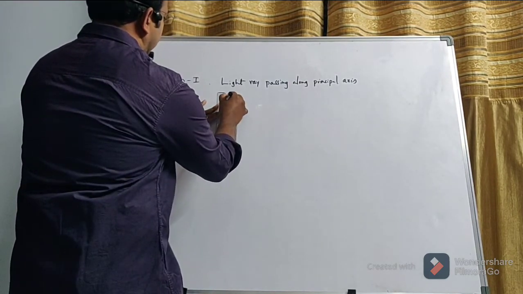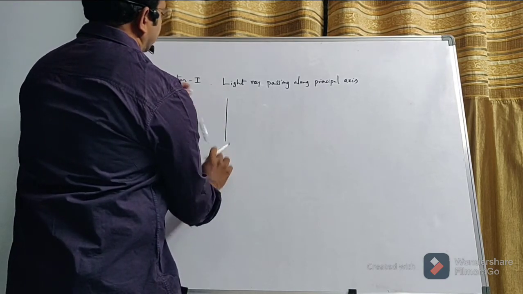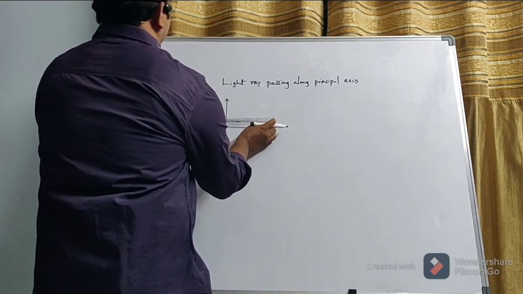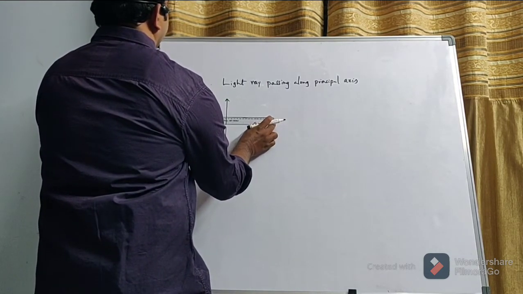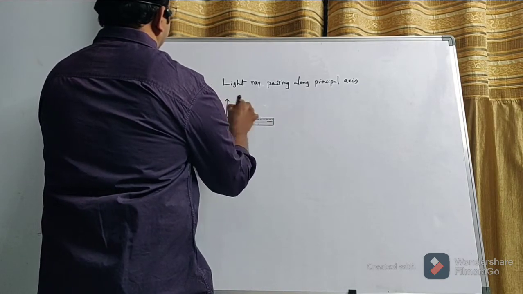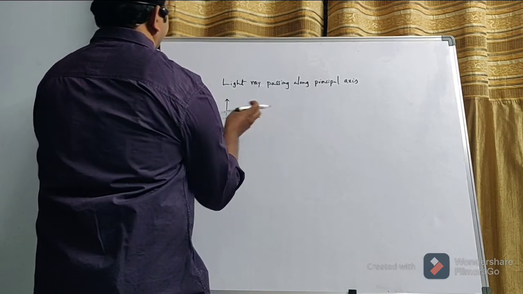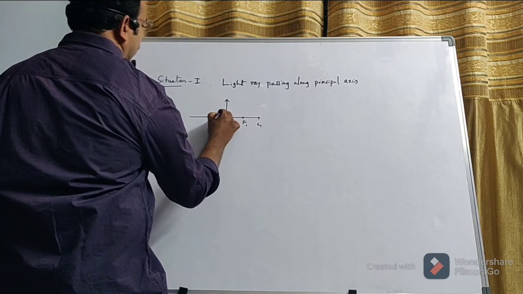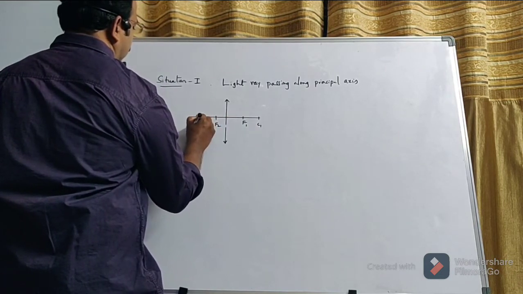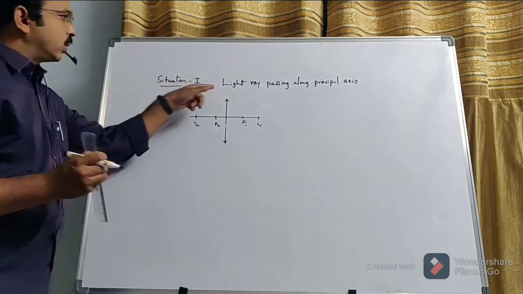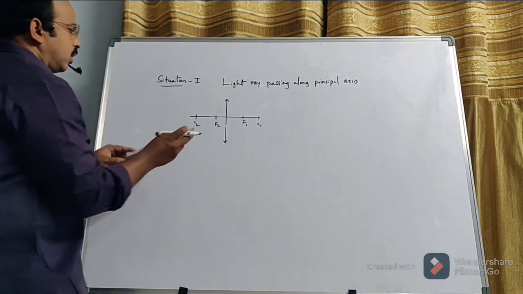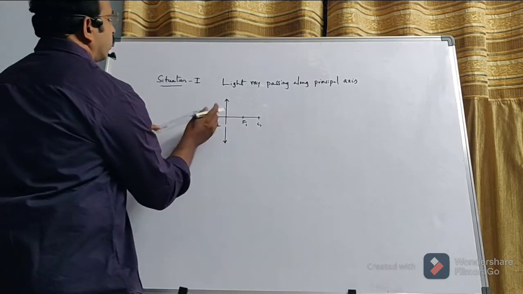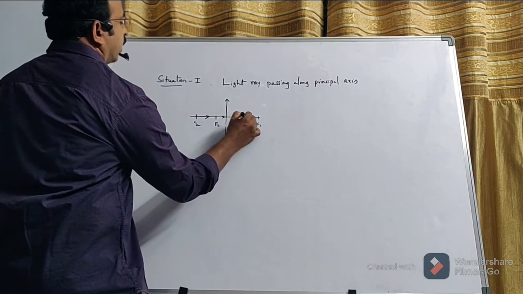For example, this is a convex lens, and as we already know, we have F1 and C1, and here F2 and C2. Now the light ray is passing along the principal axis. For example, a light ray is coming like this, and it is passing along this axis.